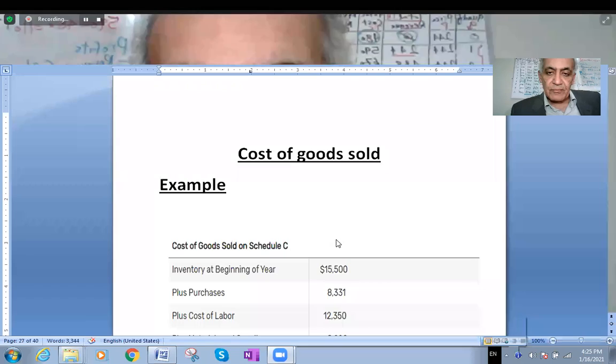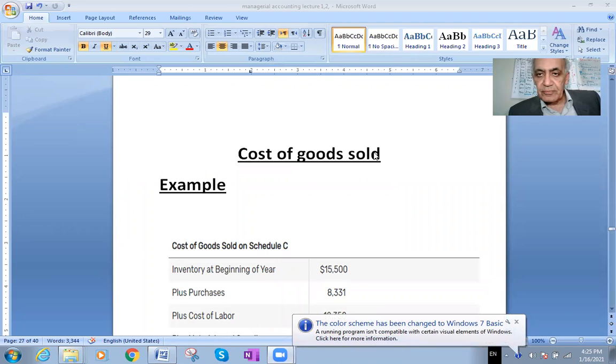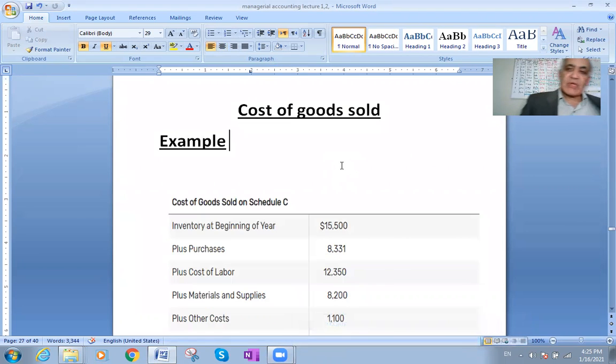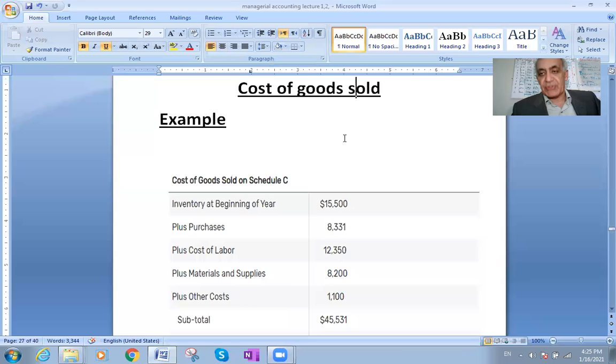We will now calculate the cost of goods sold. Let me go directly to an example, because we have two statements today. The cost of goods sold is a partial statement, and at the same time, it goes inside the whole statement, and it helps in managerial decisions in some points. Let's see how I will calculate the cost of goods sold.